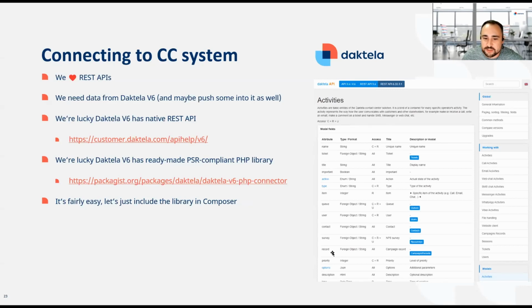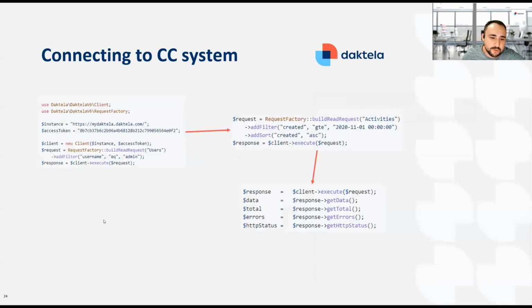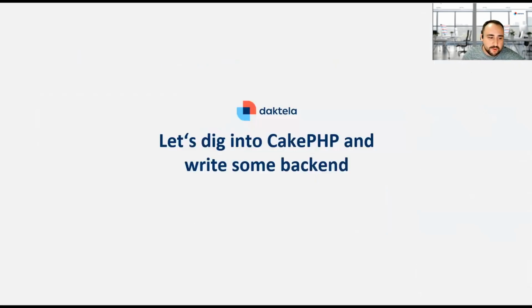It has API documentation which looks like this, and we're also lucky that there is a PSR compliant PHP library available in Composer. So it's fairly easy. We just include the library in Composer, and we call some logic. We initiate the communication, build the read request, execute the request. We can filter the activities, for example. So this is how we load the activities from 1st of November 2020, and we just process the data. So this is all the connection in CakePHP to the CC system. This was the easy part. So let's dig into CakePHP and write the backend.